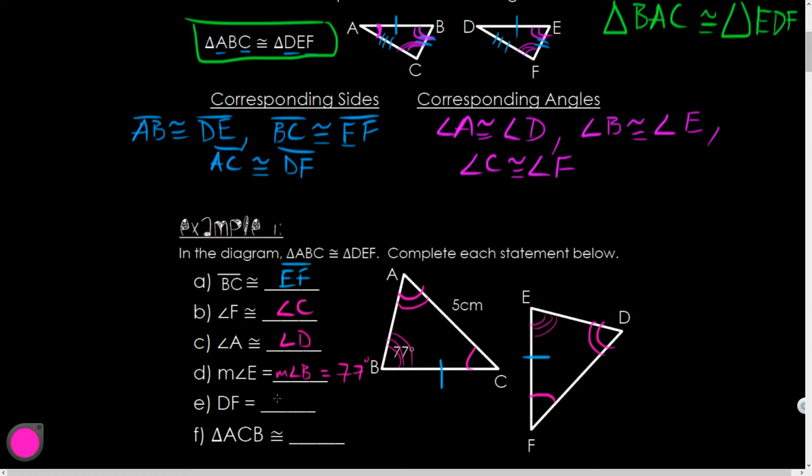For DF, the B and E matched up. B and E were both the middle initial of those triangle names. Right? So DF was this one right here, and DF corresponded to AC. D and F were the first and last. A and C were the first and last. So it would equal AC, which is equal to 5, right, by substitution or transitive. Centimeter.